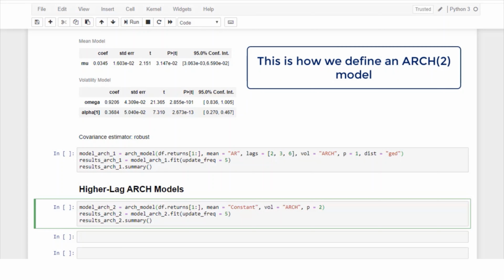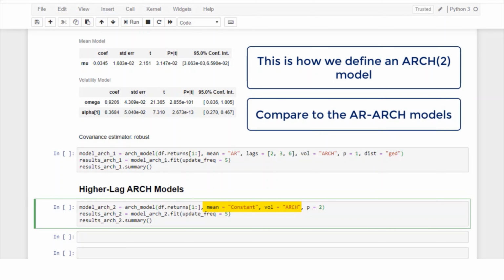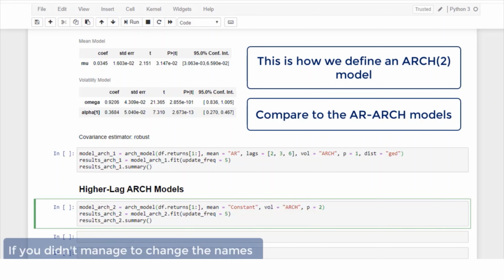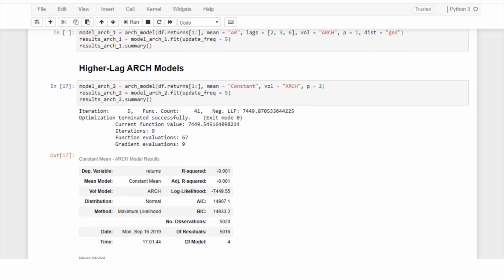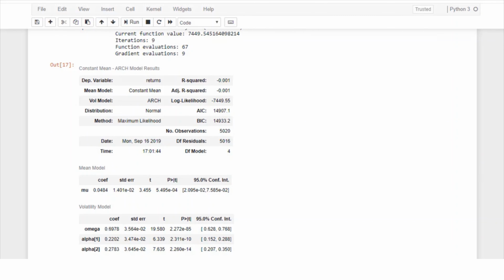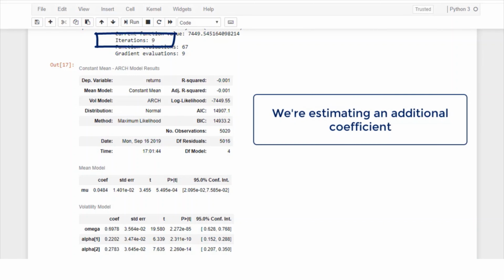Although we'll stick to the same argument values as before, I highly encourage you to go a step further and see how the simplest of models compare to the AR-ARCH ones that you found. For the sake of consistency, we can change the name of the model and results variables to account for this increase in order. Therefore, they would be called model_arch_2 and results_arch_2, respectively. You can notice how the number of iterations necessary for the process to compute increases from 6 to 9. That's because we're estimating an additional coefficient here, the one for the squared residuals 2 periods ago.